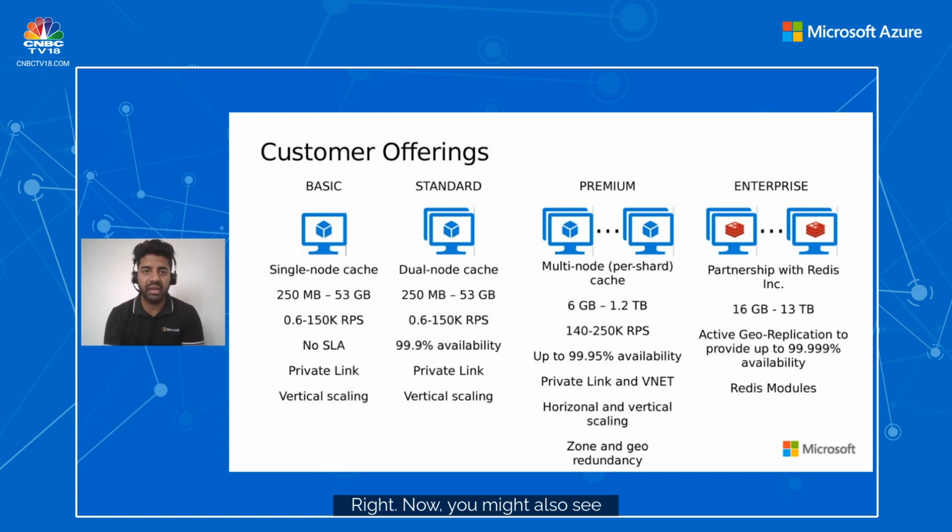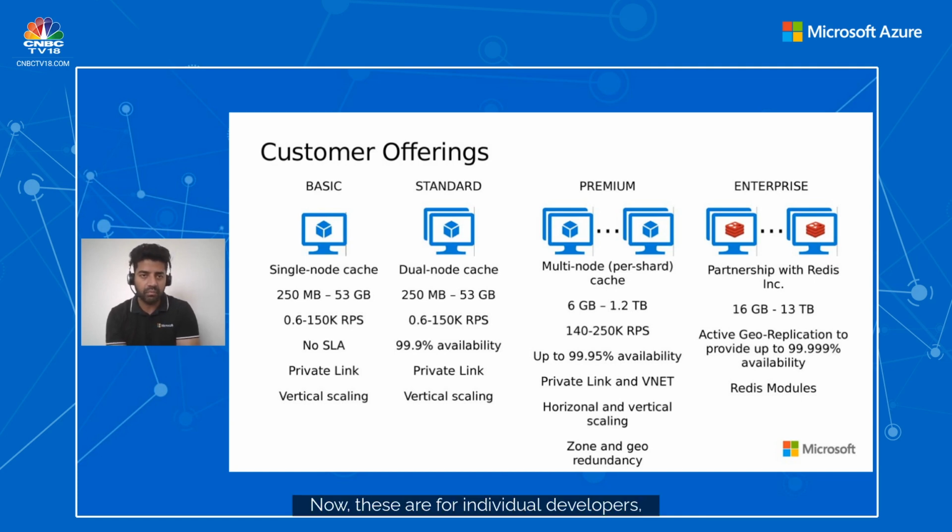Now, you might also be a team that wants a certain amount of availability, but you might be a small team hosting it for a small application, not a very critical one. In that case, you can leverage the standard tier, or the standard SKU. Again, the memory range is the same, 250 MB to 53 GB, and the requests per second remain the same. However, the standard tier comes with 99.9% availability, so you have three nines of availability guaranteed from Microsoft, right? And again, you can communicate through private link and can scale it as well.